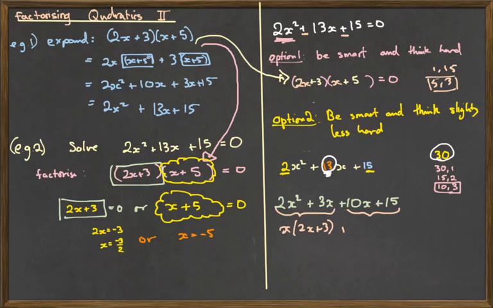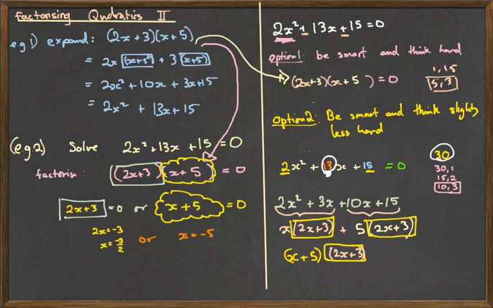I can do the same thing for the second half of the expression. I factorise where possible, and the common factor is 5, so this is plus 5 brackets 2x plus 3. Now notice that these two things in the box are the same, so I can factor out the box. I can rewrite this as x plus 5 times the box, and the box is 2x plus 3.